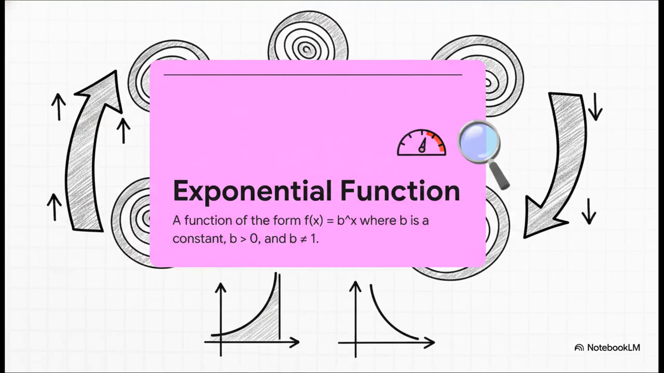Now, the most important thing to see here, the real secret sauce, is where the variable x is. It's not down on the ground like an x squared. It's up in the exponent. That is what gives this function all its power. You have a constant base, b, that's being raised to a variable power, and that's what creates those crazy growth or decay curves we see all over the place.